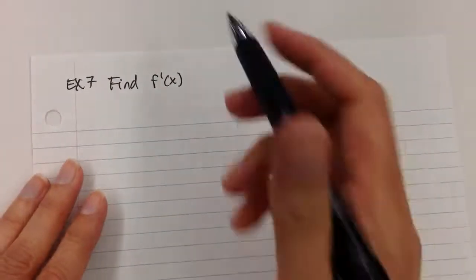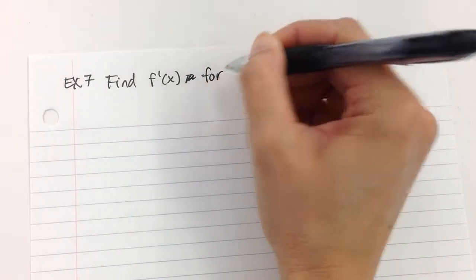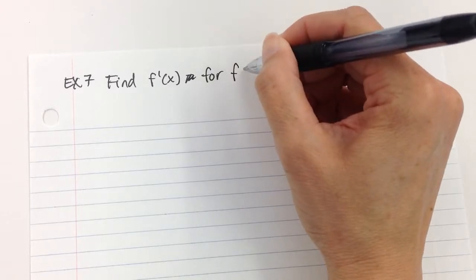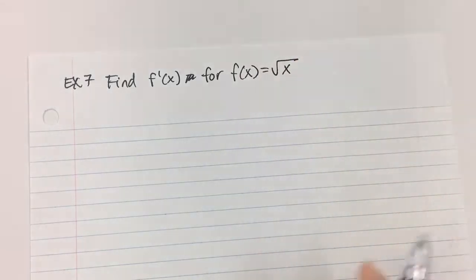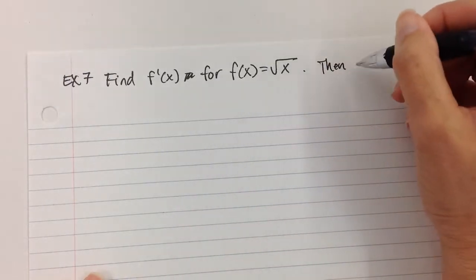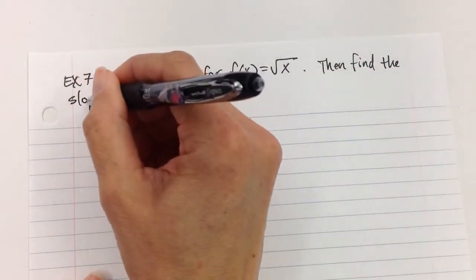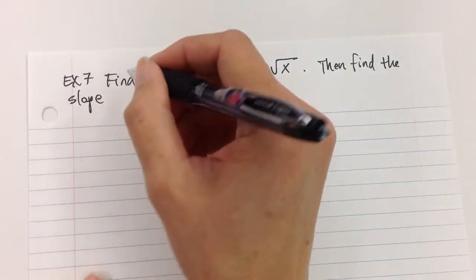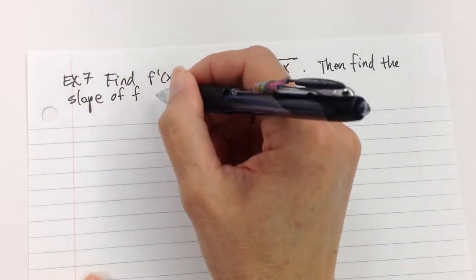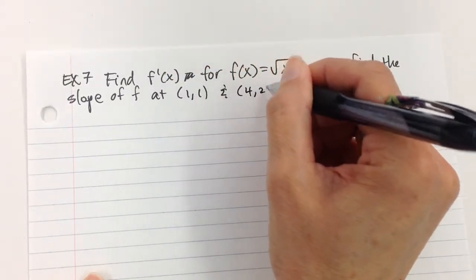Okay, so having said that, find the derivative of the square root function, f prime of x, for f of x equals the square root of x. Well, that's a very simple function. Then find the slope of f at 1, 1 and 4, 2. Okay.